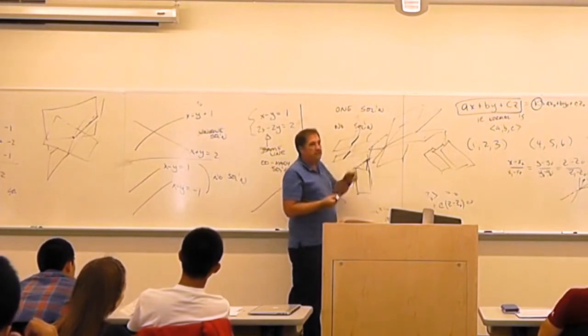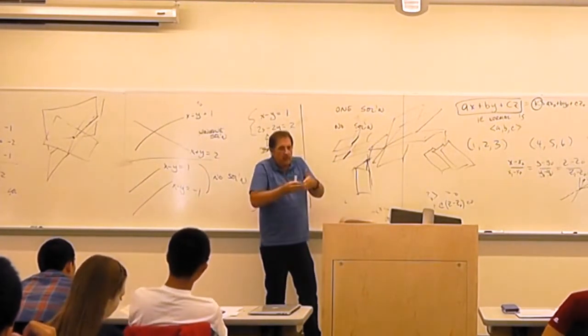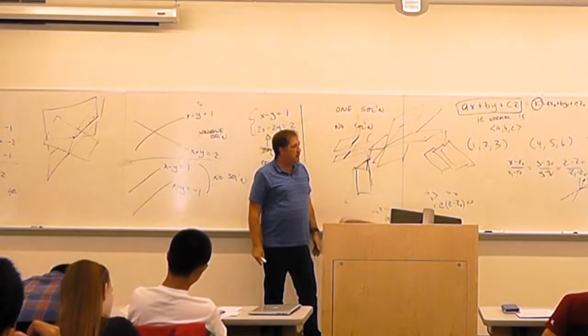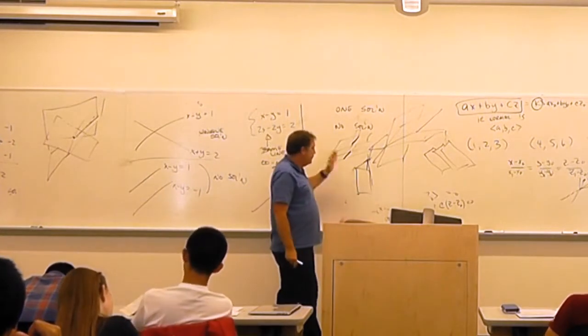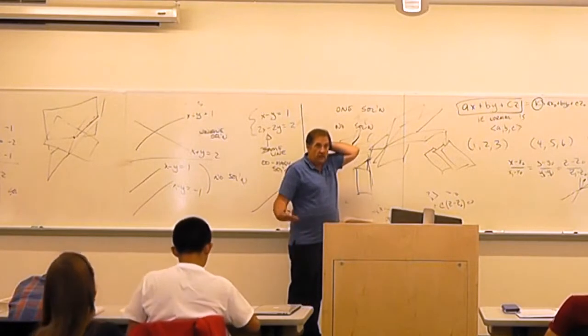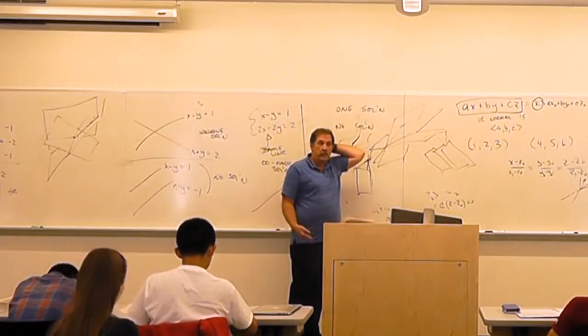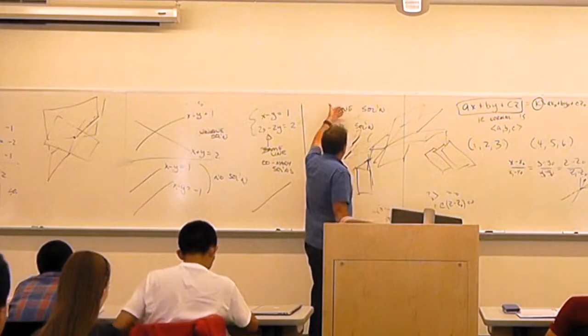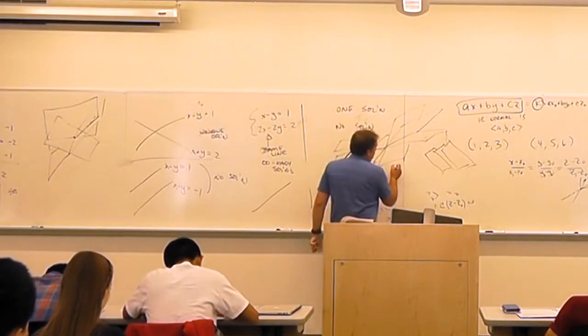So again, I could have infinitely many solutions where they all meet in one line. And so I have some more variations of when I get infinitely many solutions. They could all be the same plane, in which case I get a whole plane. But again, I have the situation where I have one, I have none, and I have infinitely many.